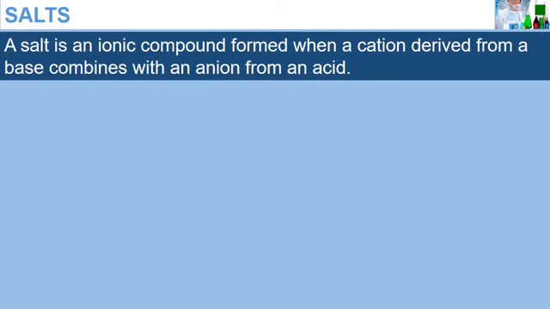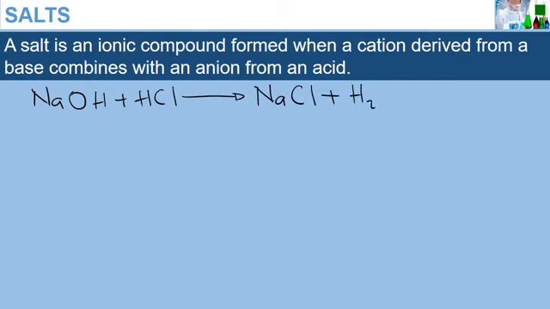Salts. From your form 2, you remember that a salt is an inorganic compound formed when the cation derived from a base combines with an ion from an acid. A classic example is when sodium hydroxide reacts with hydrochloric acid, it forms sodium chloride and water.